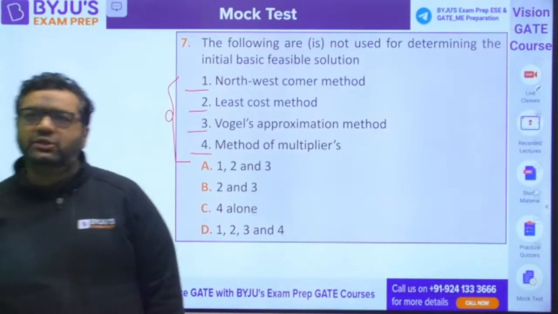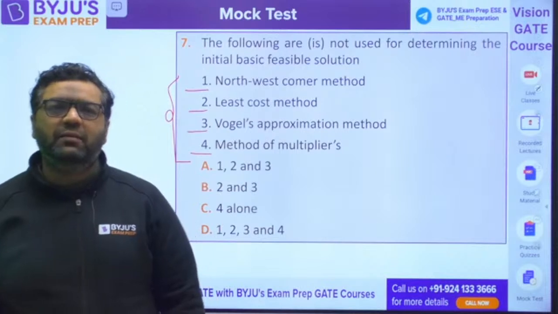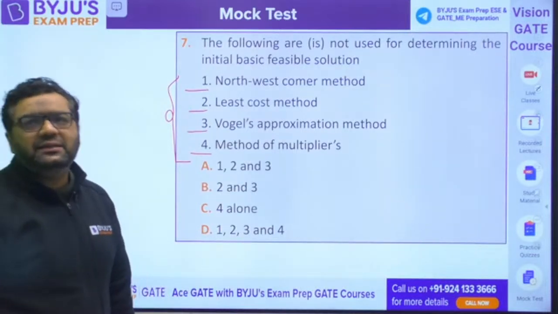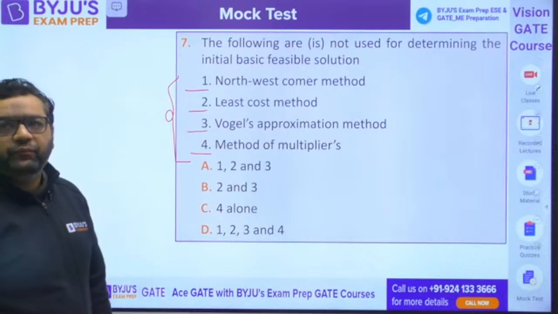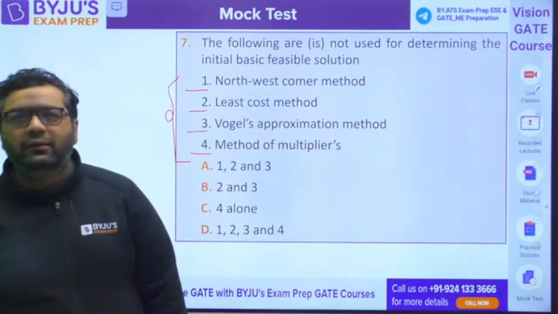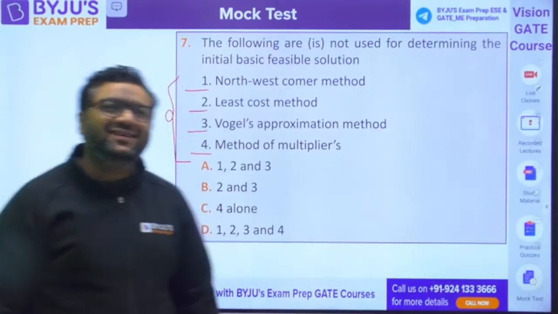Aniket, Akash, Amit, Rohan is saying C. Okay, very good. What about others? Akash, Amit, Aniket, Sarath, Vamshi, Gaurav MP saying B. Aniket, have you not studied industrial engineering?